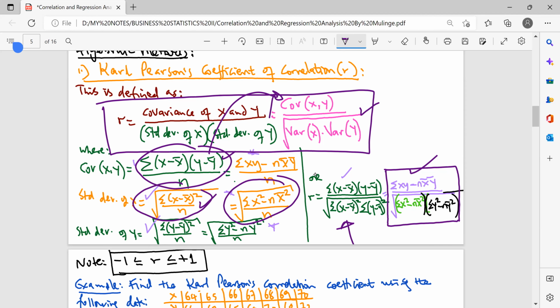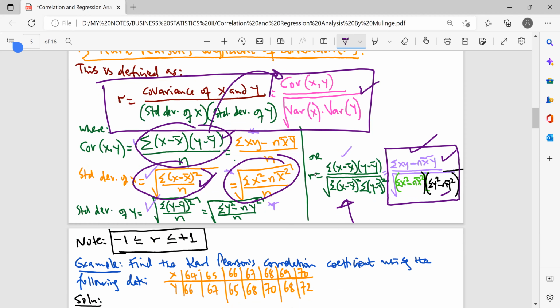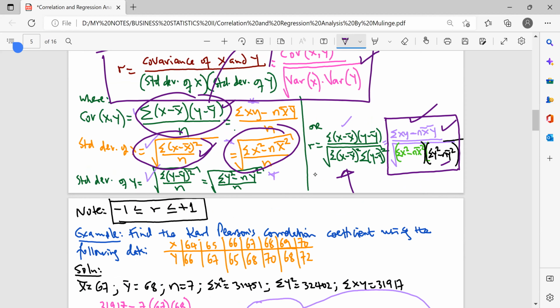Because the n's will cancel in a way. The n will cancel, so you are left with a formula like that, which you can now see why it can be expressed in this format. Then we note that, so that we shall be applying that in a short while.